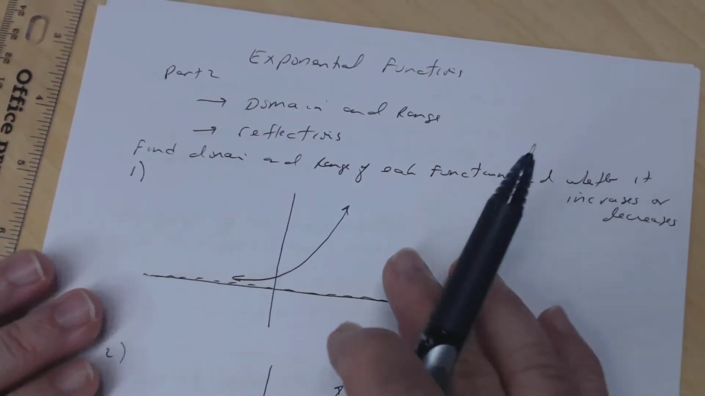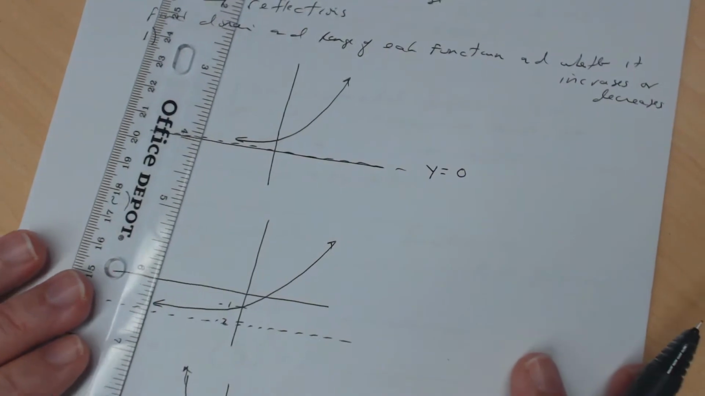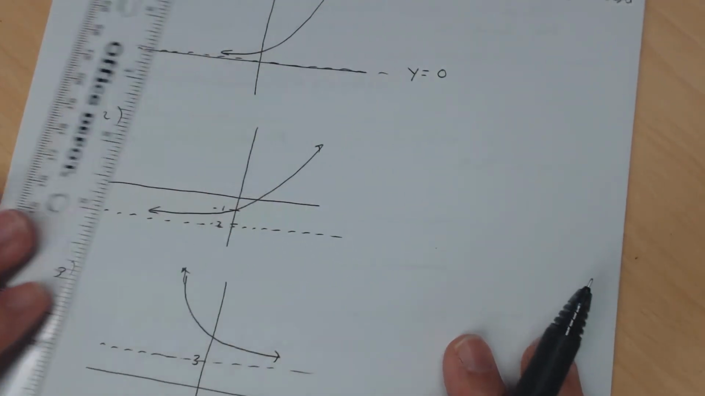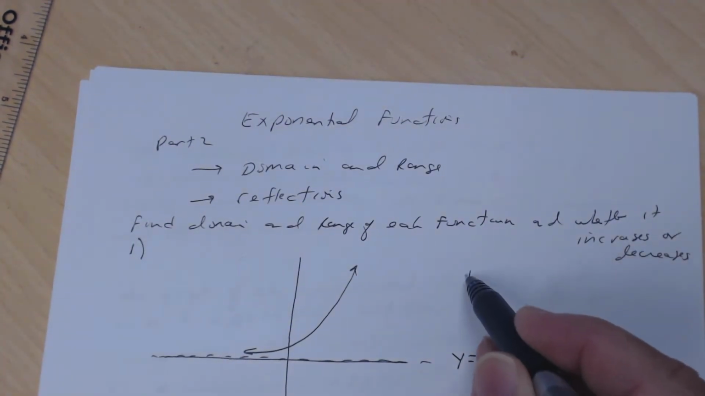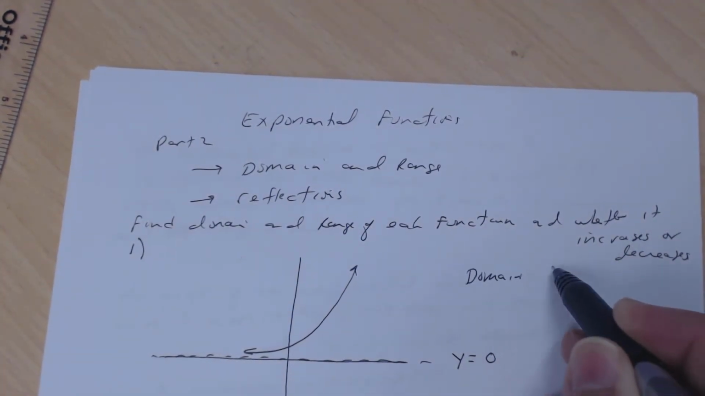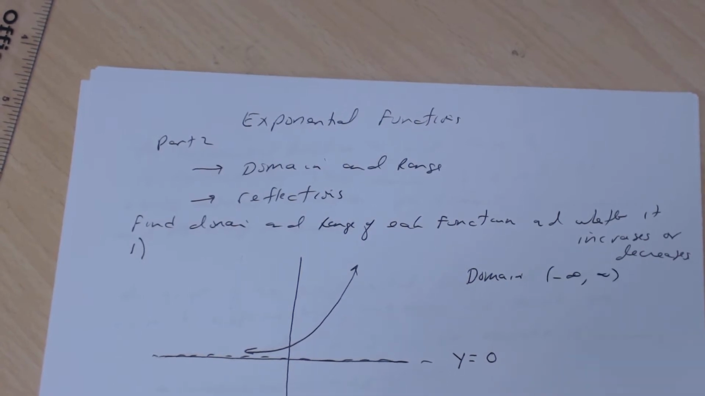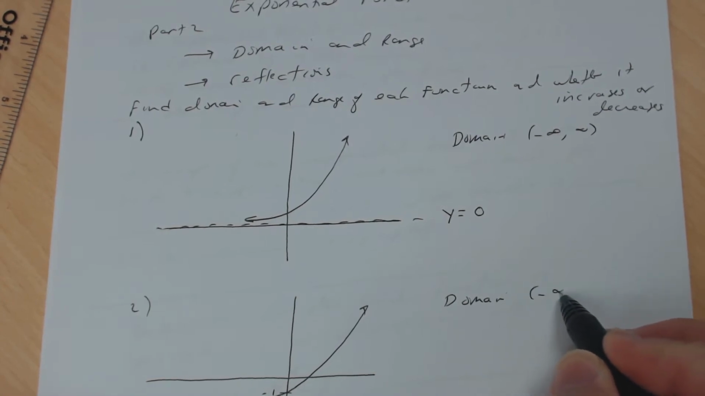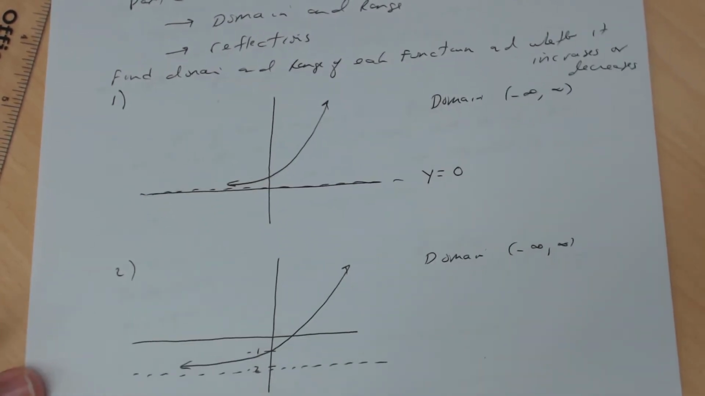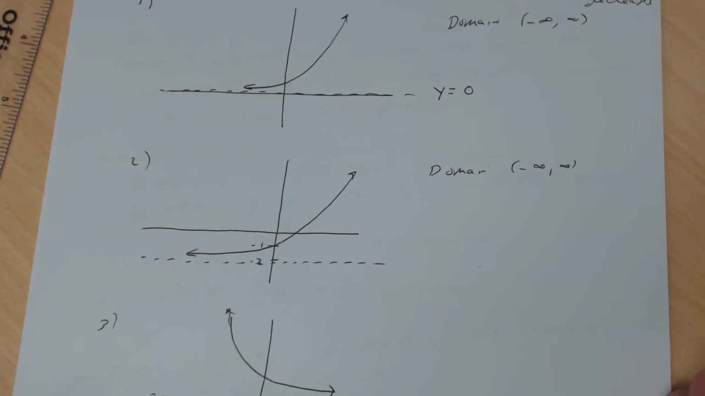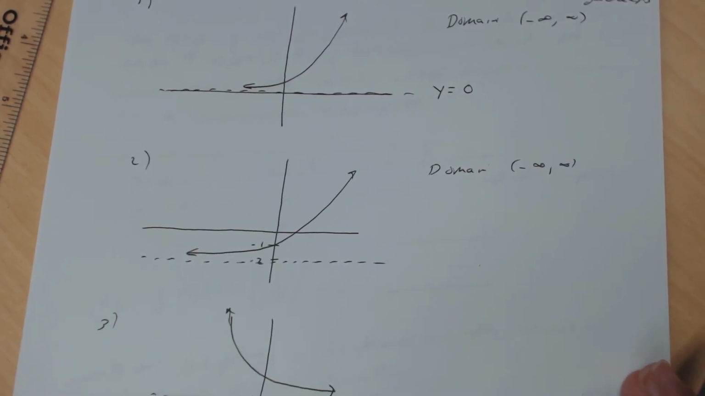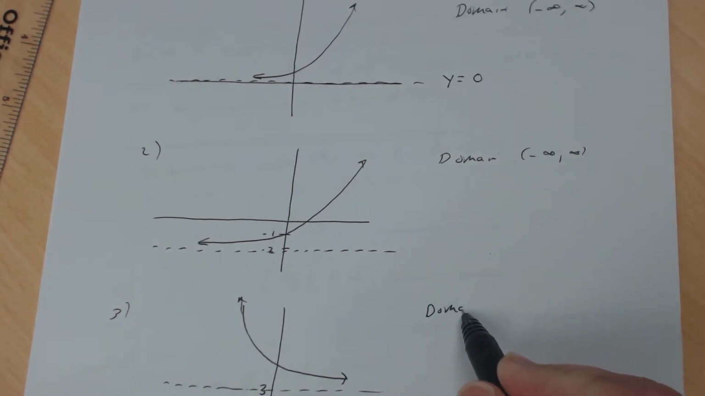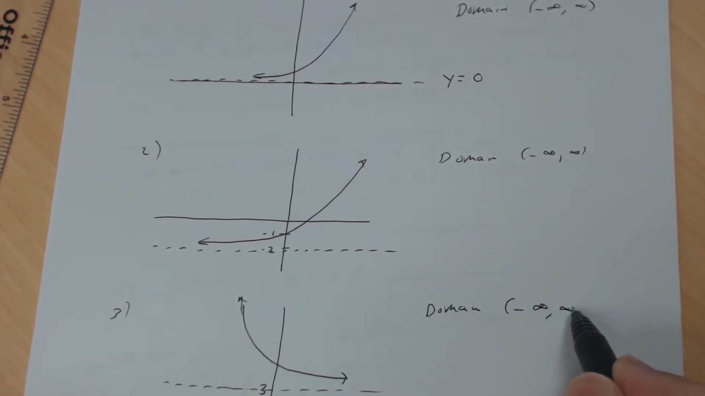Okay, so domain, in fact, if you look at all of these, the domain of all exponential functions is the same. The domain for all the exponential functions is all real numbers, negative infinity to infinity. The domain here is also negative infinity to infinity. Just like when you graph the quadratic function, remember the parabolas? The domain was always the same, all real numbers, negative infinity to infinity. All right, so domain, negative infinity to infinity.